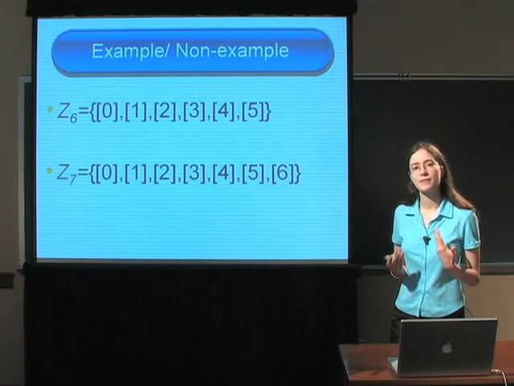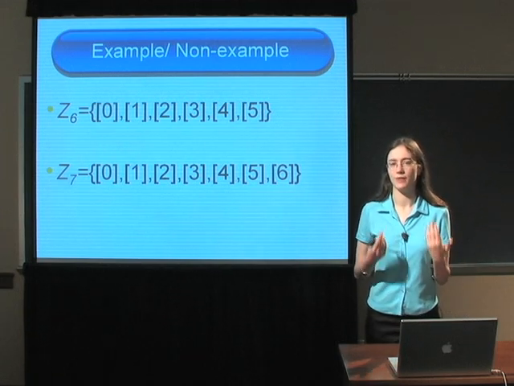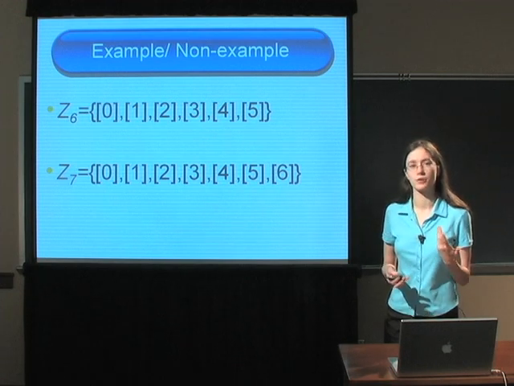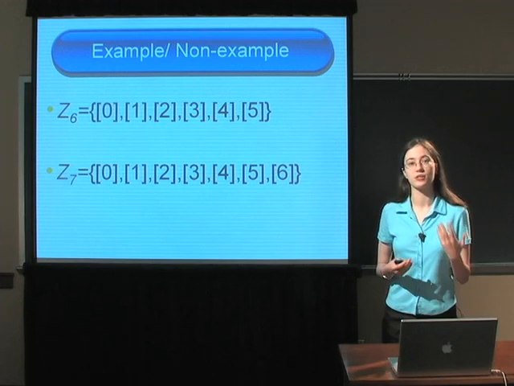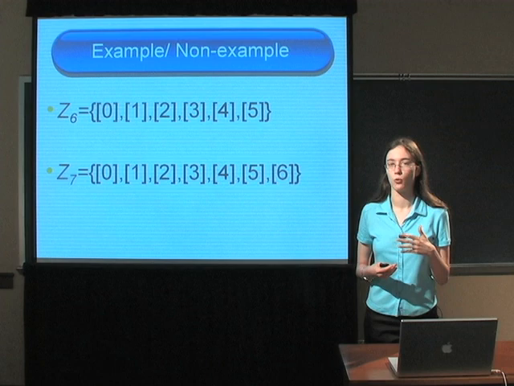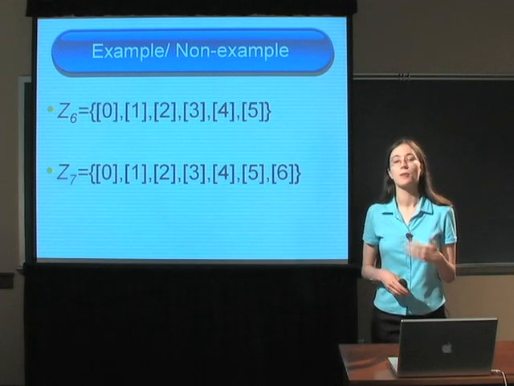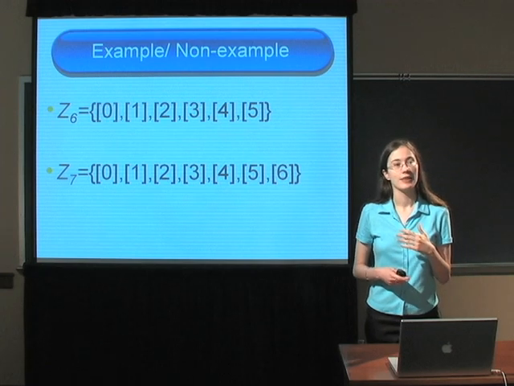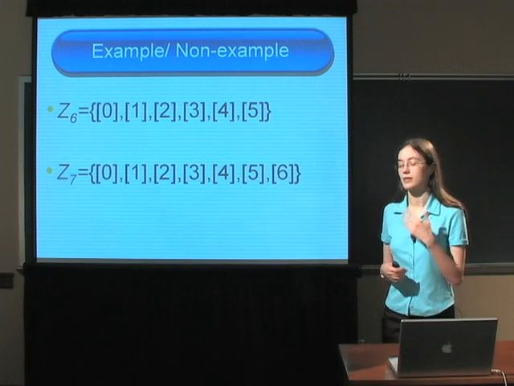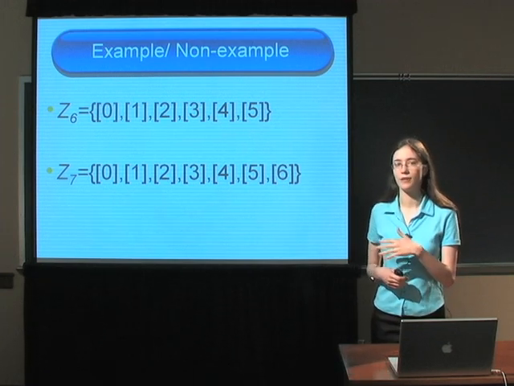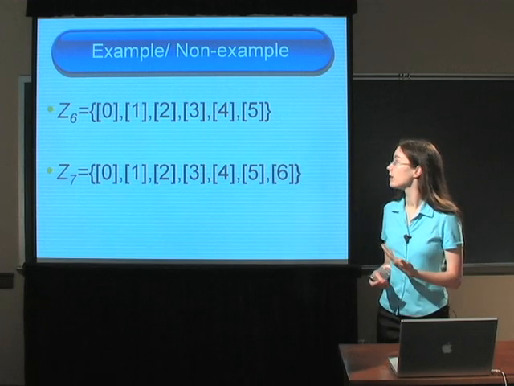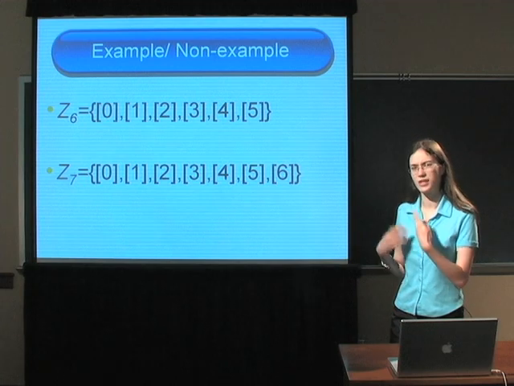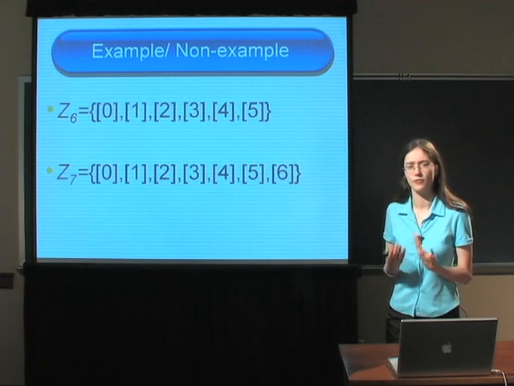Now, let's see if Z6 has a multiplicative inverse for each element. Let's just consider 2. 2 times 0 is 0. 2 times 1 is 2. 2 times 2 is 4. 2 times 3 is 6. Well, that's 0 modulo 6. 2 times 4 is 8. That's 2 modulo 6. And 2 times 5 is 10. Well, that's 4 modulo 6. Well, none of those were 1. That means that 2 doesn't have an inverse, and Z6 can't be a field.